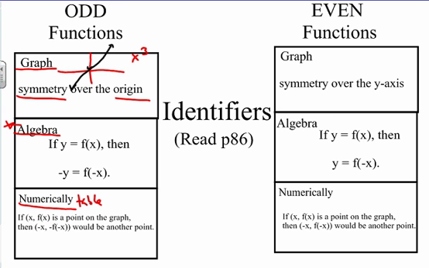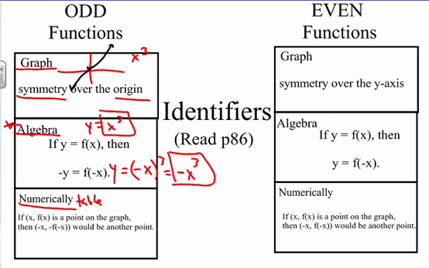And that is applied to what we know about the algebra. If you had y equals f of x, so if y equaled x cubed, that's my function, and I plugged in f of negative x, I can identify this as an odd function if I plug in negative x and cube it, and I get the opposite of my original function. In this case I would get the opposite of x cubed, which is an odd function.